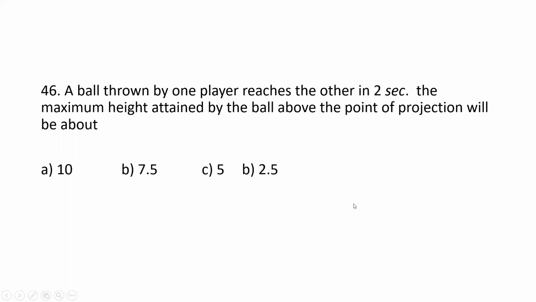Next question. A ball thrown by one player reaches the other in 2 seconds. The maximum height attained by the ball above the point of projection will be about... So here, time is specified as 2 seconds, and the maximum height attained by the ball above the point of projection is what we need to find, given by option C here.